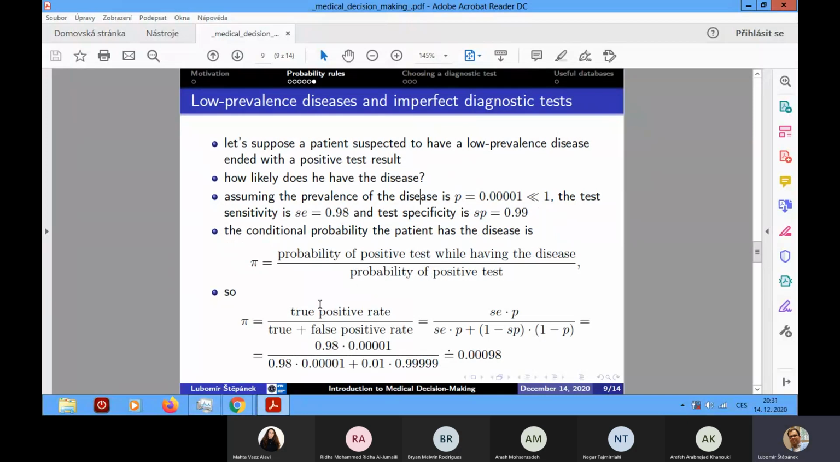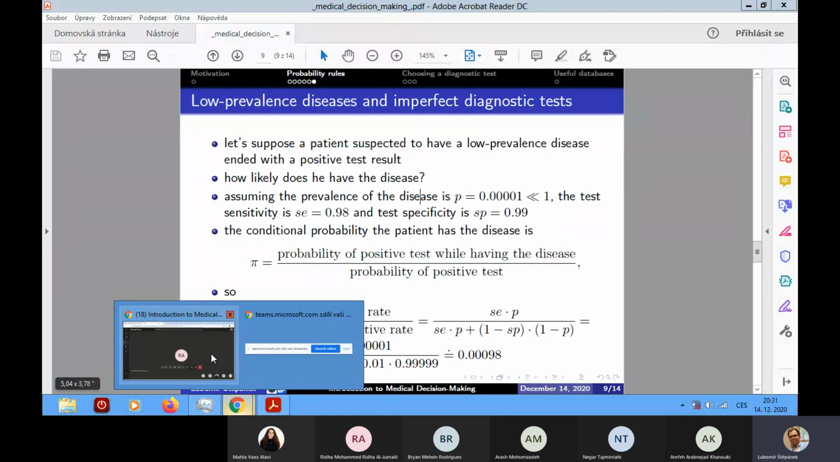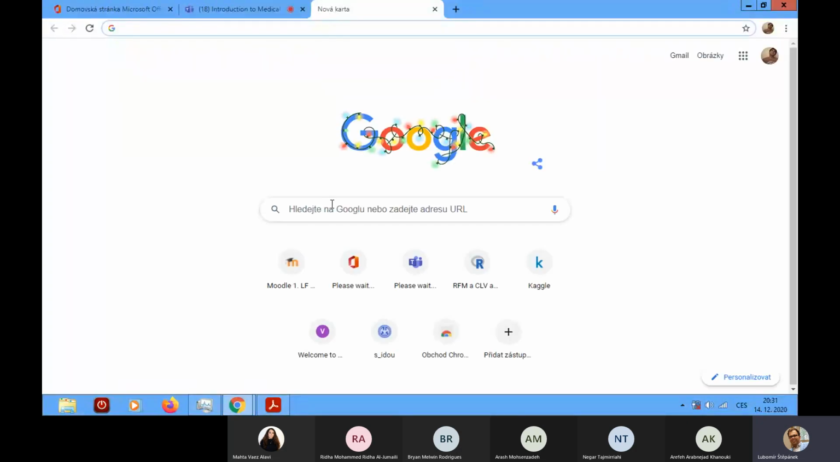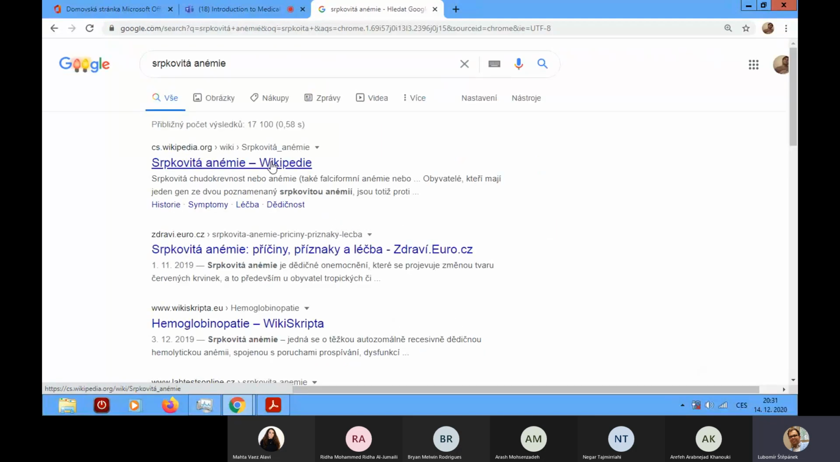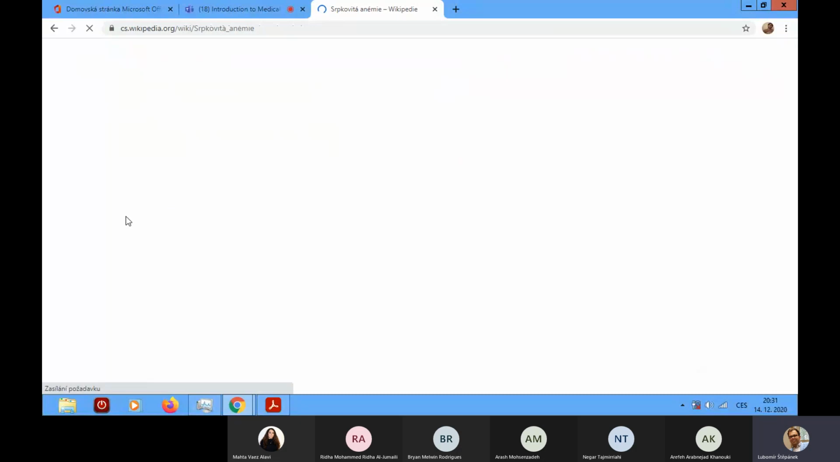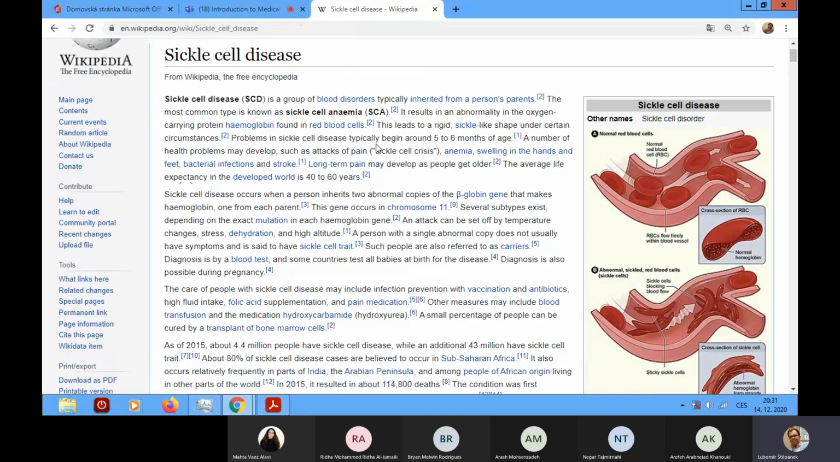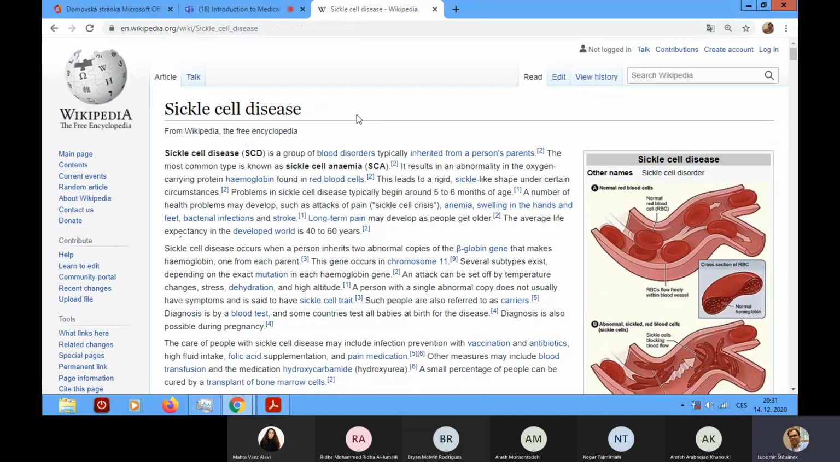I don't know the name in English, but if you give me 1 second, I can try to translate it. Yeah, sickle cell disease. I think the prevalence of sickle cell disease is around 10 to the power of minus 5. So it's relatively rare, but still relatively severe for the patient.